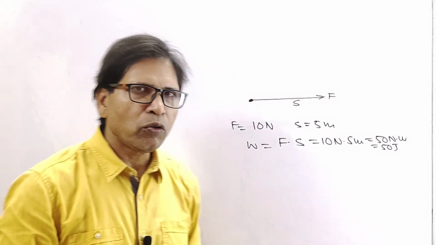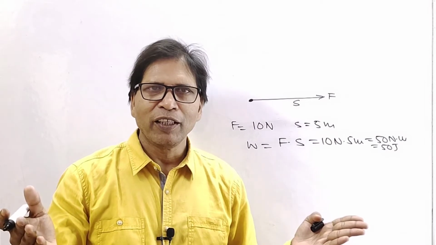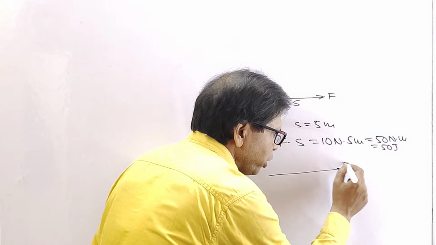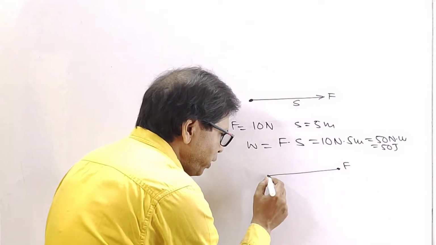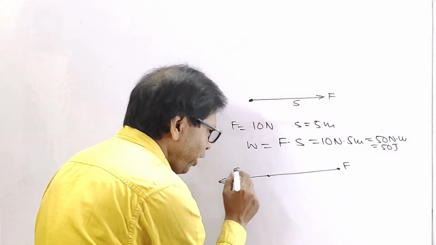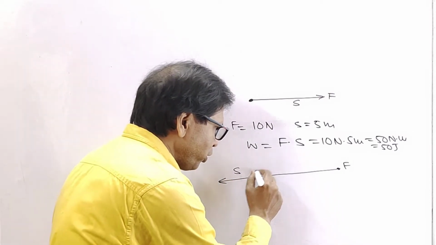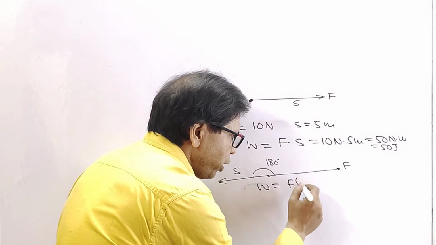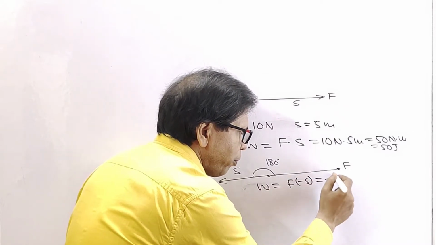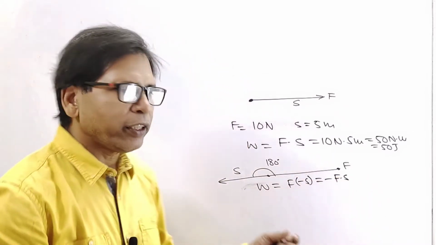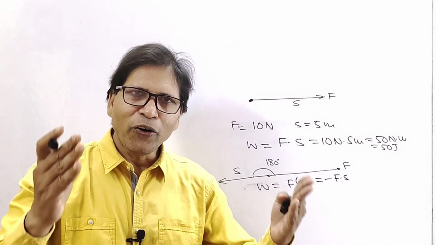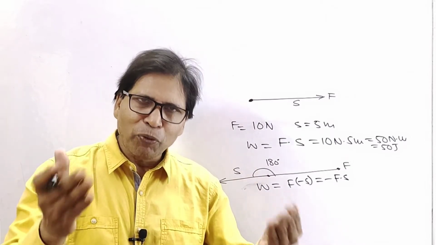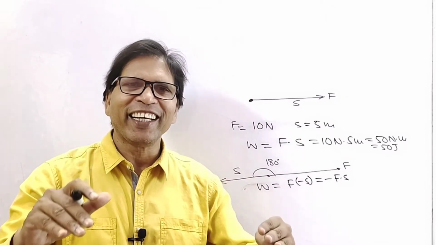Okay, now work done against the force or negative work done. If a force acts on a body along this direction and the body displaces in this direction, then the angle between them is 180 degree. In this case work done equal to F into -S, so this is -Fs. The force of friction always acts opposite to the direction of motion, so work done by force of friction is always negative.